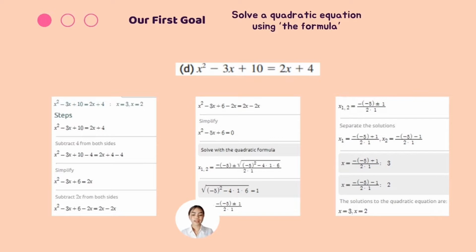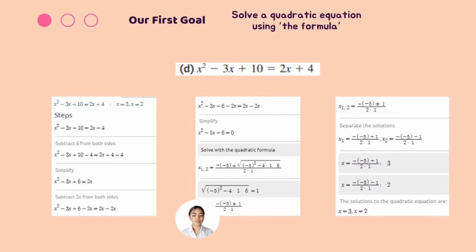So x squared minus 3x plus 6 minus 2x is equal to 2x minus 2x. We will get x squared minus 5x plus 6 is equal to 0. So after that, we need to solve with the quadratic formula. So our A is 1, our B is negative 5, and our C is 6. So negative of negative 5 plus or minus the square root of our B, which is negative 5 squared, minus 4 times 1, which is our A, times 6, which is our C, divided by 2 times 1.